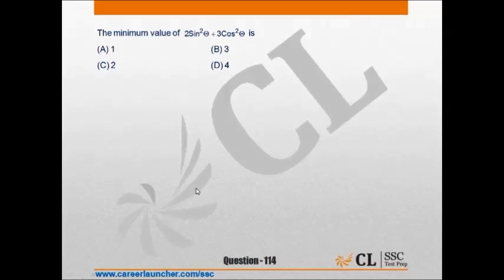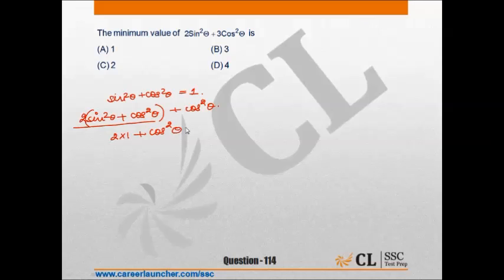The question is, the minimum value of 2 sin square theta plus 3 cos square theta is. Now we all know that sin square theta plus cos square theta is equals to 1. From the given expression, 2 sin square theta plus cos square theta plus cos square theta. Now we get the value of this as 2 into 1, that is 2 plus cos square theta. Now to get the minimum value of this expression, we have to make this term as 0, and cos square theta is 0 only at theta equals to 90 degree. So we put theta equal to 90 degree and we get the minimum value is 2. So the correct option is option C.